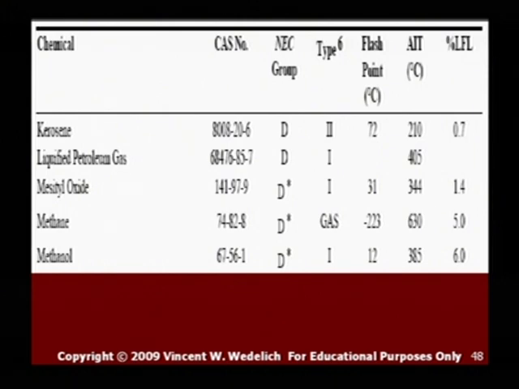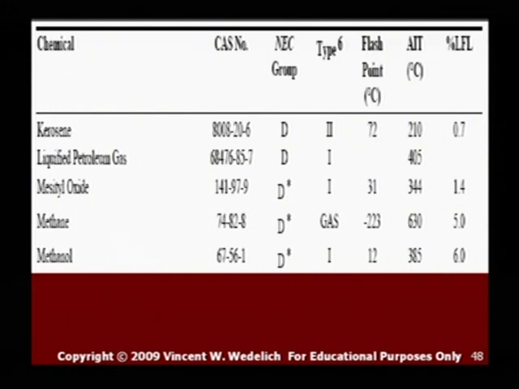One of the most common is methane, and methane is a Group D. It's a gas. Its flash point is minus 223 degrees C. Its auto ignition temperature is 630 degrees C, and its percent lower flammable limit is 5%. Liquefied petroleum gas is another one. So it's a D. It's type 1. And its auto ignition temperature is 405 degrees C.